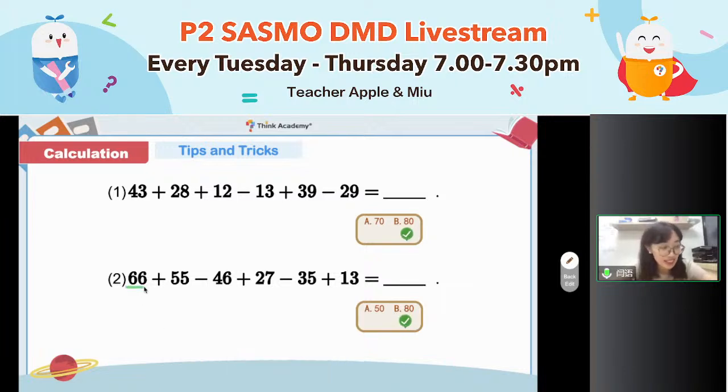For the first one, 66, right? 66, and then what should we do? Try to find a good friend, or try to find the same tail. So can you find a good friend 4? Can you find 4? No, there is no 4, right? So what should we do? Try to find the same tail.